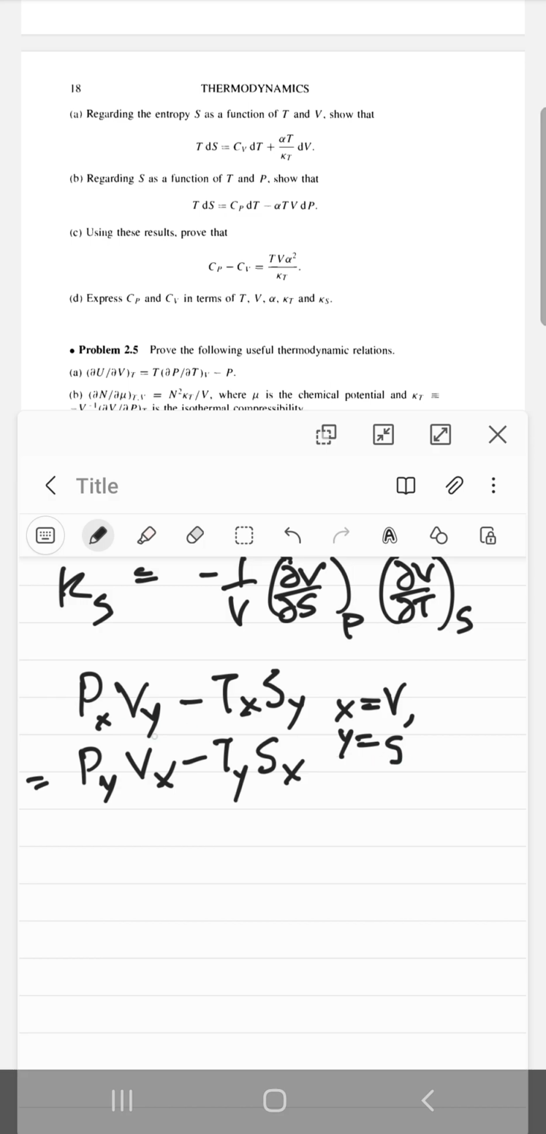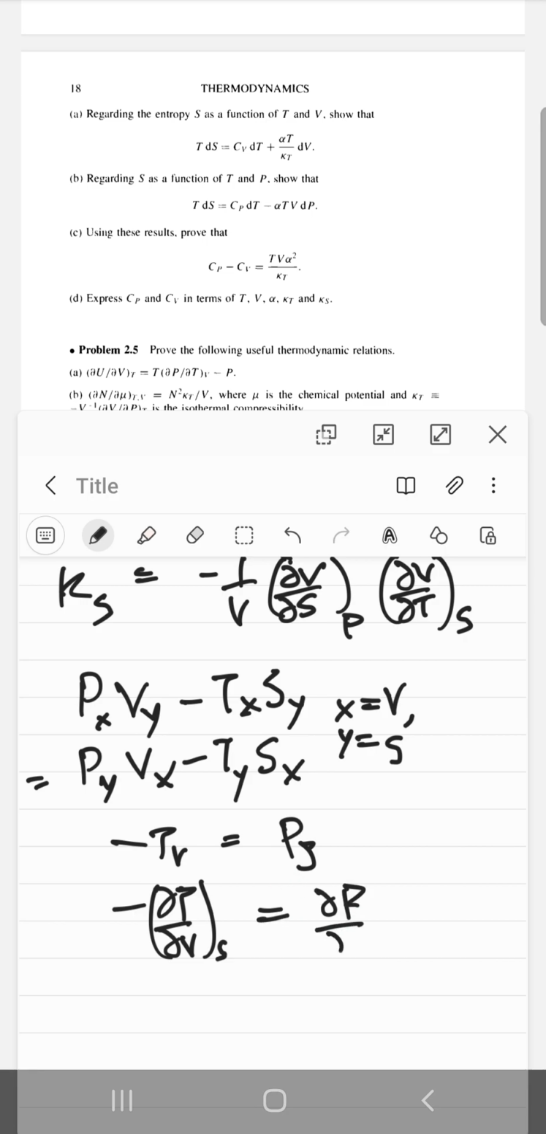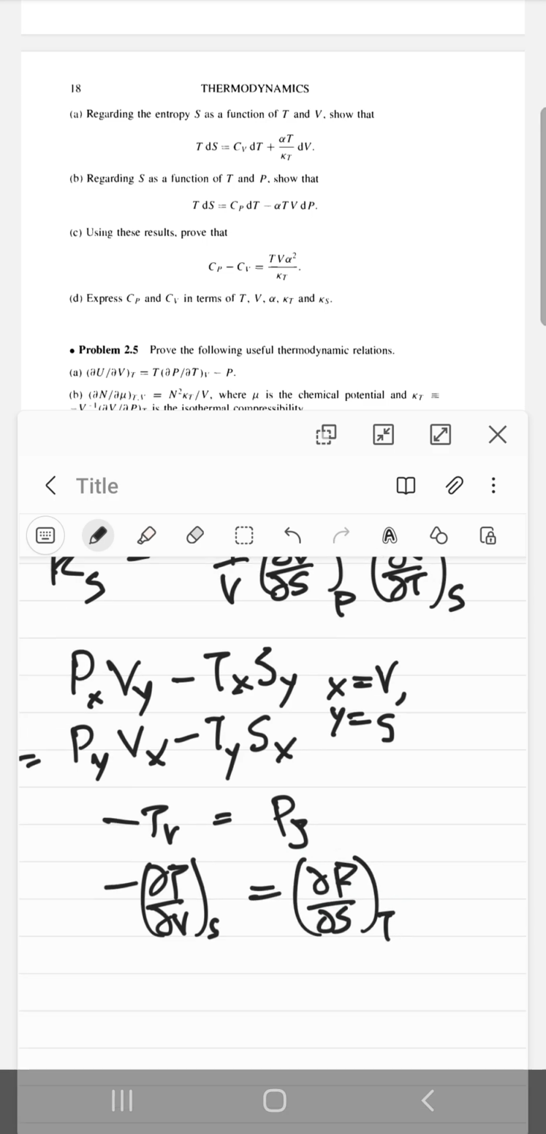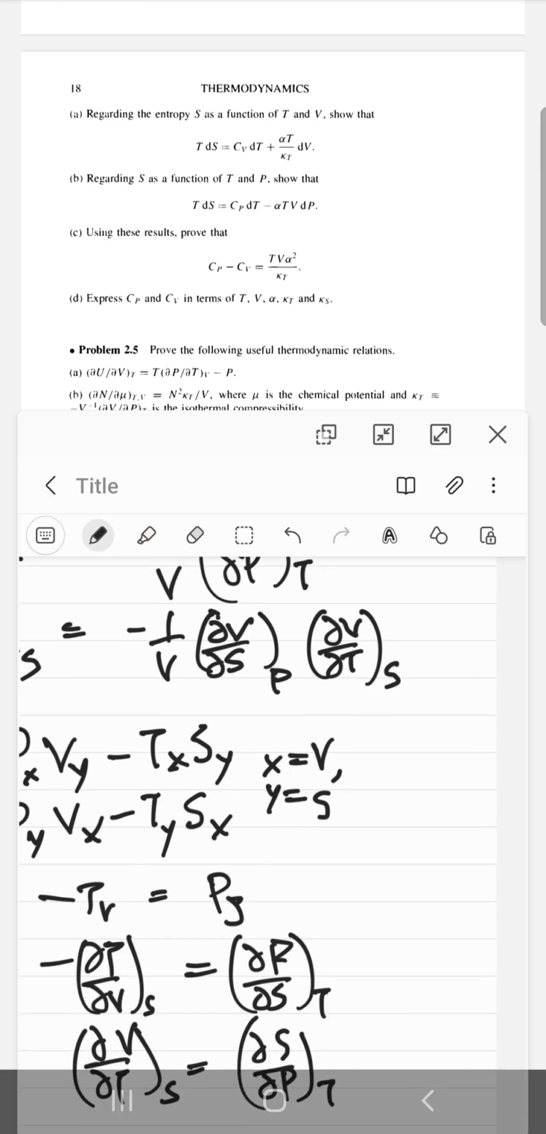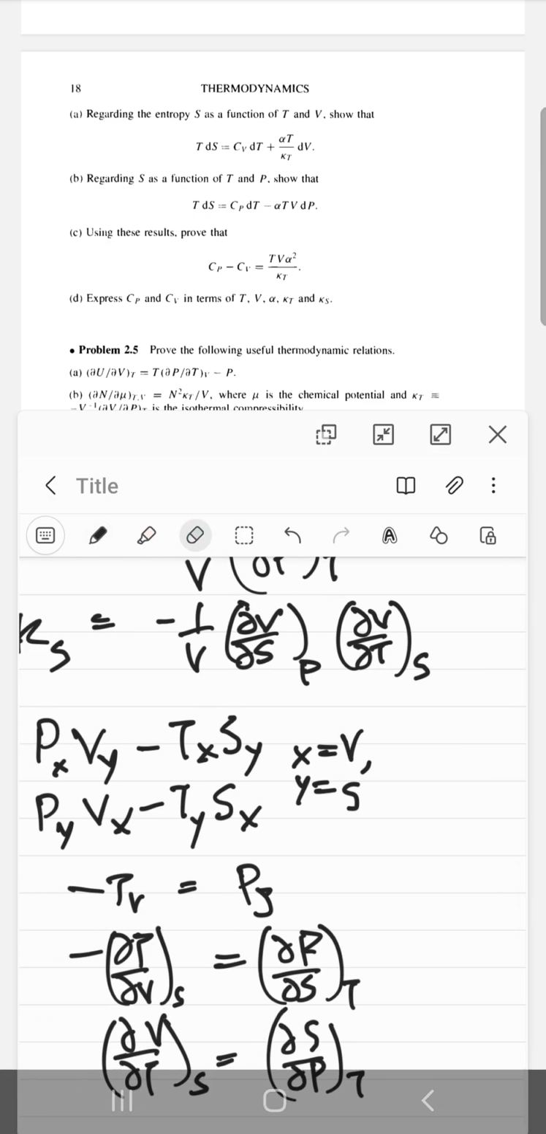Okay, so y is s, so this term is gone. So minus t sub x is t sub v, and that's just there. So minus t sub v, that's equal to, so y is s, and then yeah, this is the term. So we essentially just have minus partial t by partial v at constant entropy. It's equal to partial p by partial s at constant temperature. Cool. So we can switch that up and just say that partial v by partial t at constant entropy is just partial s upon partial p at constant temperature. Right. And so there it goes.